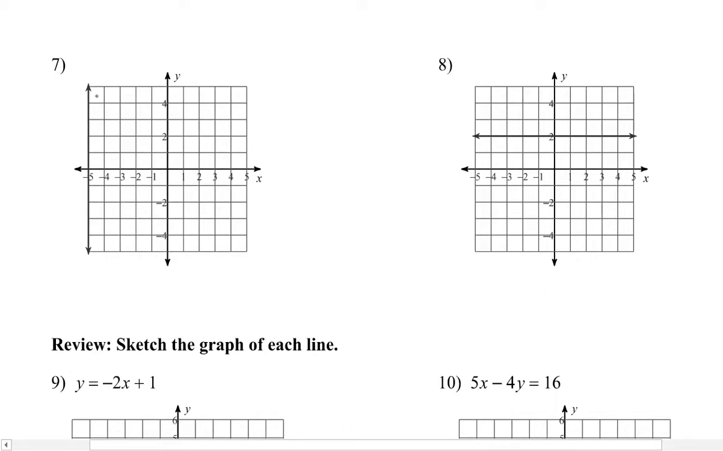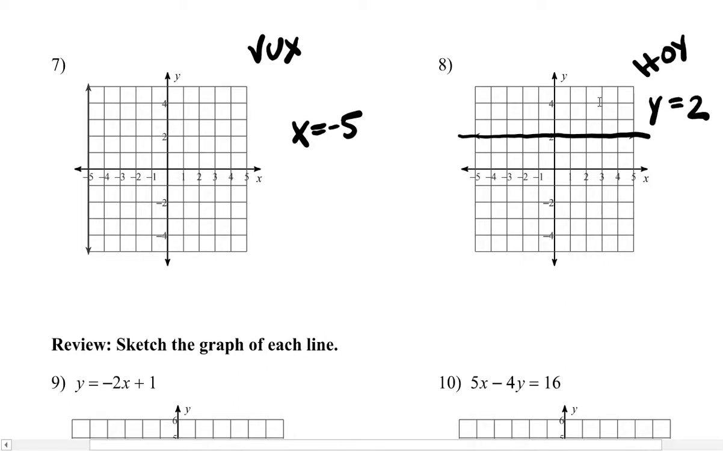Same thing. Where's the line? The line's over here. It's vertical. X equals -5. The line's right here, and it's horizontal. HOY. So that means y equals 2. Sorry, I hope you understand, and please remember VUX HOY.